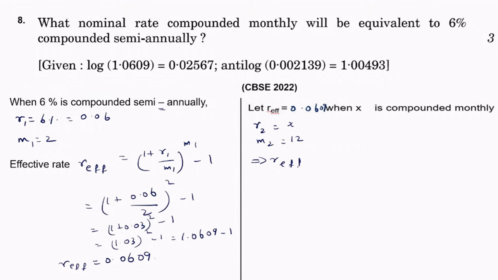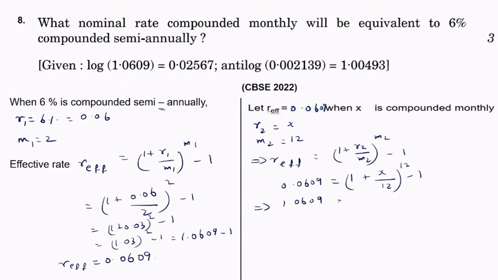So this implies R effective is equal to 1 plus R2 by M2 the whole raised to M2 minus 1, or 0.0609 equal to 1 plus x by 12 the whole raised to 12 minus 1. If we bring the minus 1 to the other side, we will get 1.0609 equal to 1 plus x by 12 the whole raised to 12. Let us take log on both sides. So if we take log, we get log 1.0609 equal to 12 log of 1 plus x by 12.